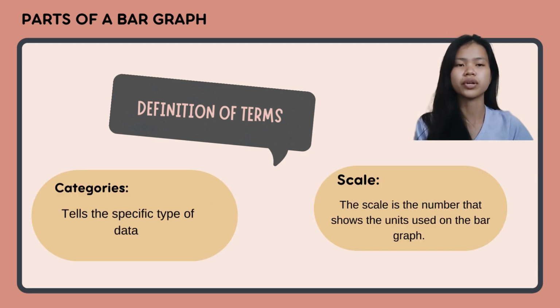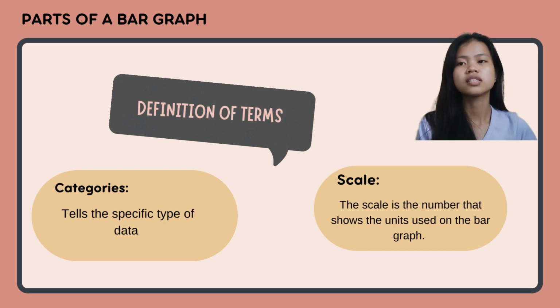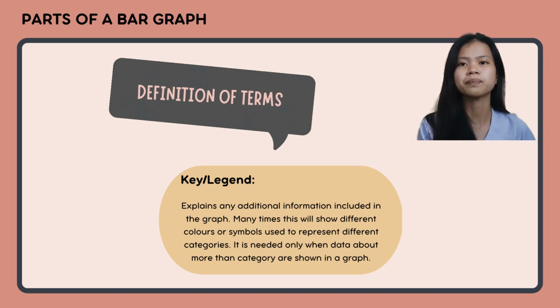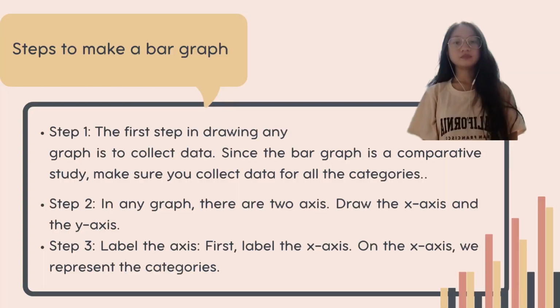Next is the categories. The categories tell the specific type of data. Next is the scale. The scale is the number that shows the units used on the bar graph. And lastly is the key or the legends. It explains any additional information included in the graph. Many times this will show different colors or symbols used to represent different categories. It is needed only when data about more than one category are shown in a graph.